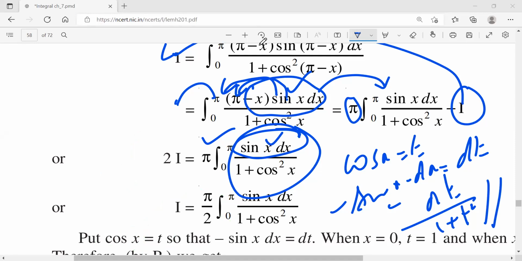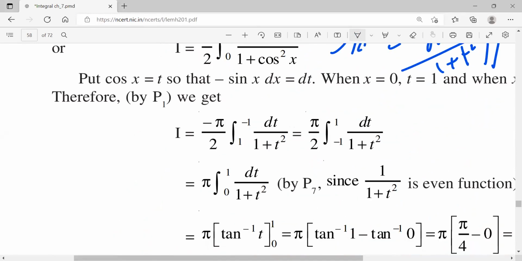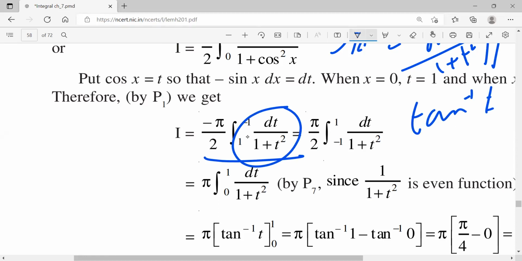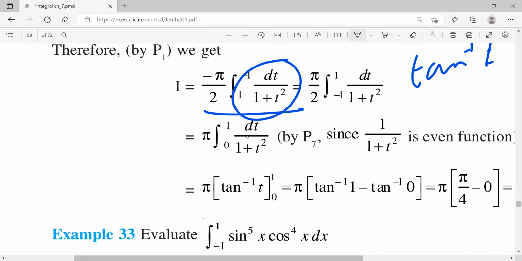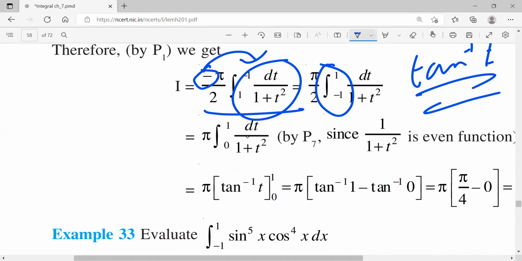Now let me come down. What is the integral of 1 by 1 plus t square? Tan inverse of t. So again, we have to know that the differentiation of tan inverse of x is 1 by 1 plus x square. So the integral of 1 by 1 plus t square is tan inverse of t. This is one more thing we have to know. And here it is minus, and if I change the upper limit and lower limit, I can remove the minus. If I put the minus in the limits, I can change the limits. This is one more property.